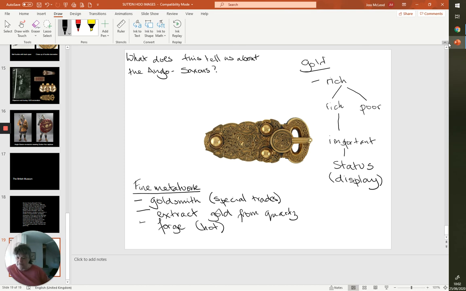They must also have had special tools. They weren't just making this with their hands, were they? They had tools. Again, it all builds an idea of what a sophisticated society they were. Now then, what else does it tell me?